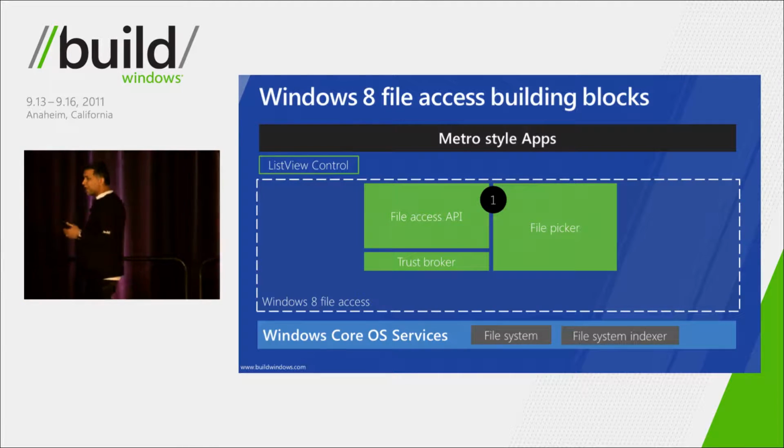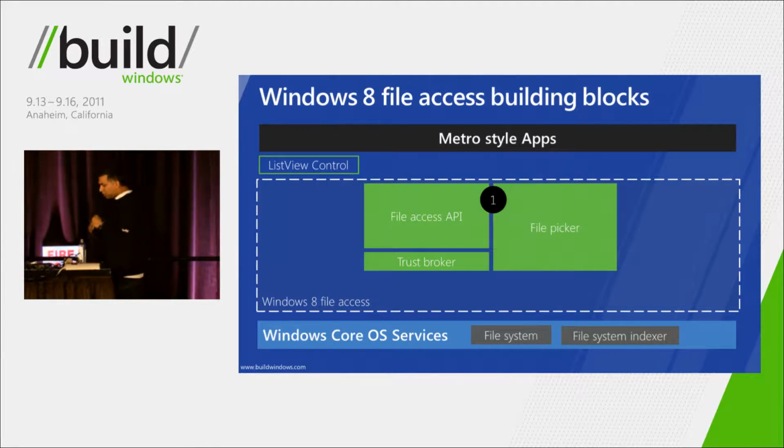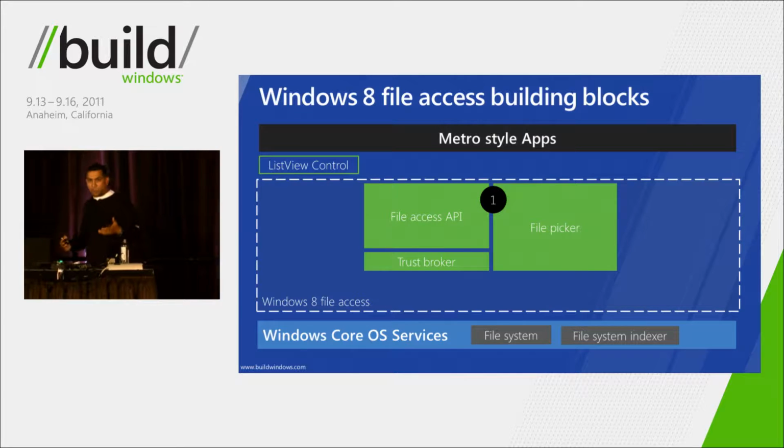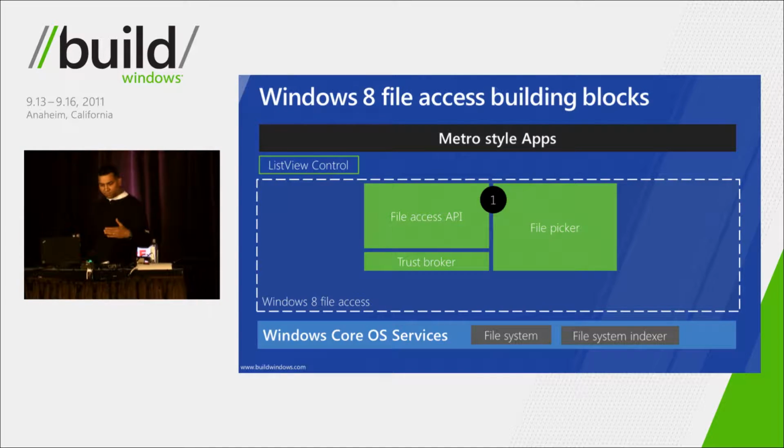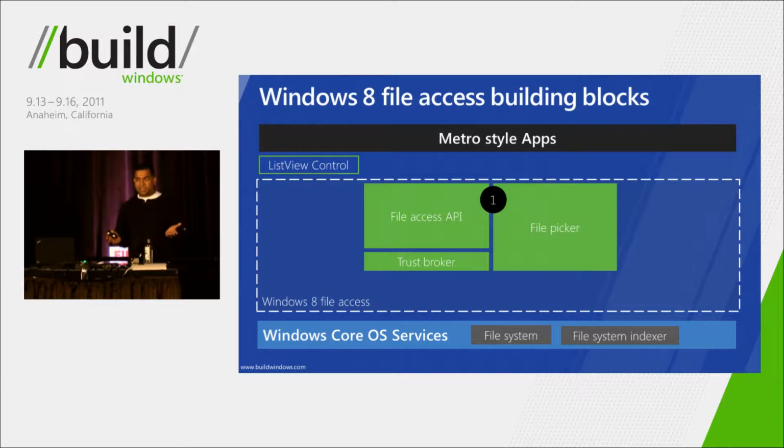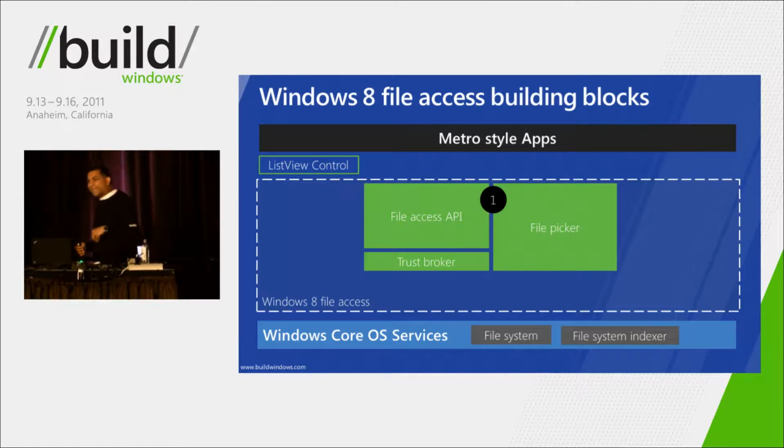So your Metro-style apps get access to not only just locations, so it's not just opening and saving files from locations on your file system, but also all other file system operations that make the Windows file system as powerful as it is. So you can actually get properties for your system, for the files. You can search files. You can get metadata for the files.